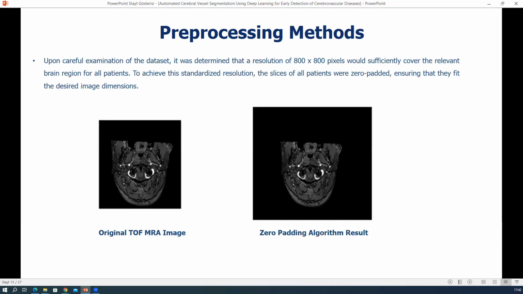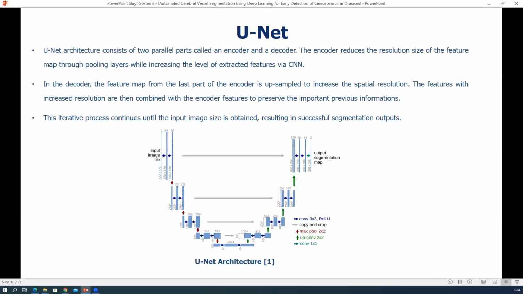Upon careful examination of the dataset, it was determined that a resolution of 800 by 800 pixels would sufficiently cover the relevant brain region for all patterns. To achieve this standardization resolution, the slices of all patterns were zero-padded, ensuring that they fit the desired image dimensions.